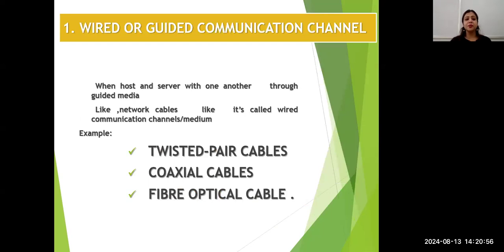First we'll see the wired communication channel. When host and server are connected with one another by a media that is visible, such as a network cable, it is called wired communication. There are certain examples of network cables: twisted pair cables, coaxial cables, and fiber optic cables. These are further used in the experiment.